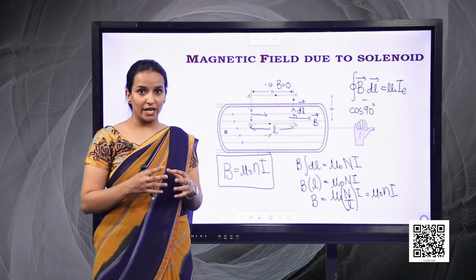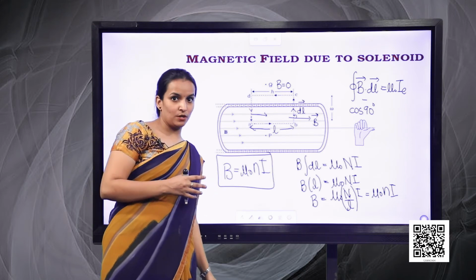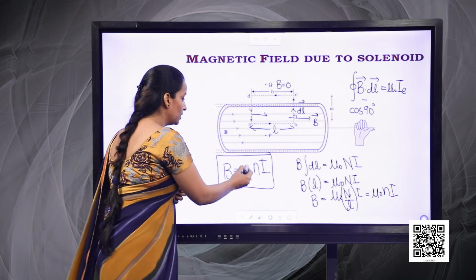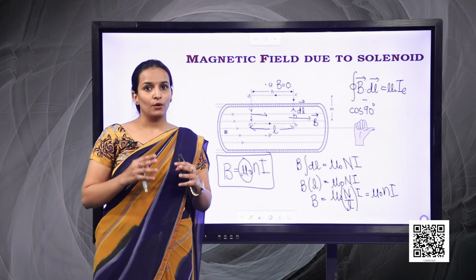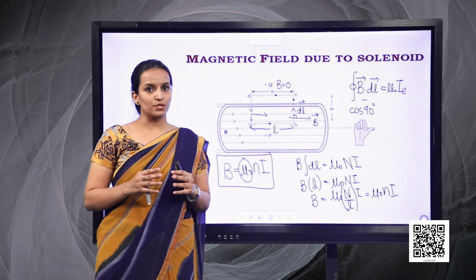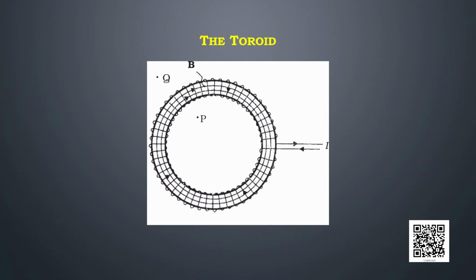Will this B change if a soft iron core is inserted in the solenoid? Of course, as B depends on the magnetic permeability of the medium. So, this is how we can calculate the magnetic field due to a long solenoid using Ampere's circuital law. In the same way, we will figure out the magnetic field due to a toroid. If we bend a solenoid into a circular shape, it will look like this.